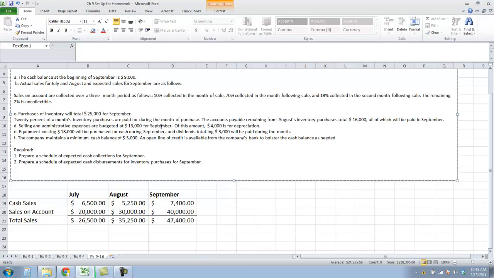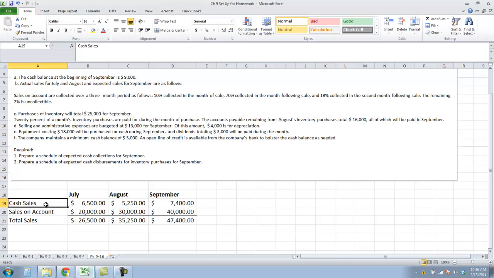Selling and admin's budget is $13,000 for September. Of this amount, $4,000 is depreciation. Equipment costing $18,000 will be purchased for cash during September, and dividends totaling $3,000 will be paid during the month. The company maintains a minimum cash balance of $5,000. An open credit line is available from the company's bank to bolster cash as needed. Prepare a schedule of cash collections. Prepare a schedule of cash disbursements for inventory purchases in September.